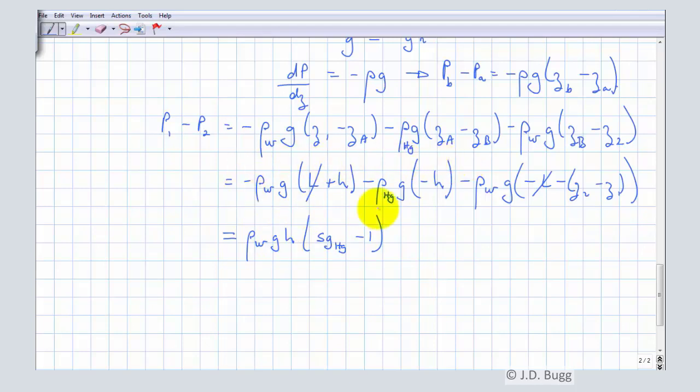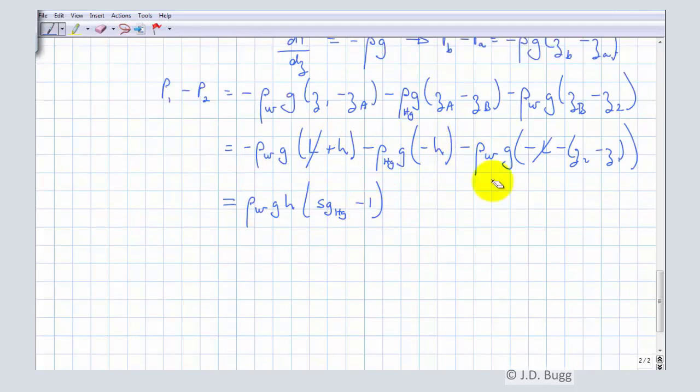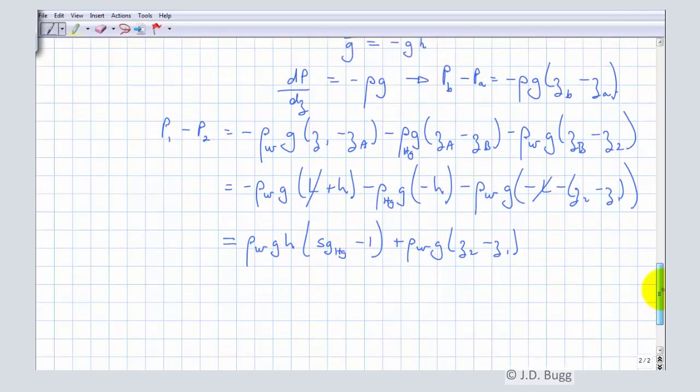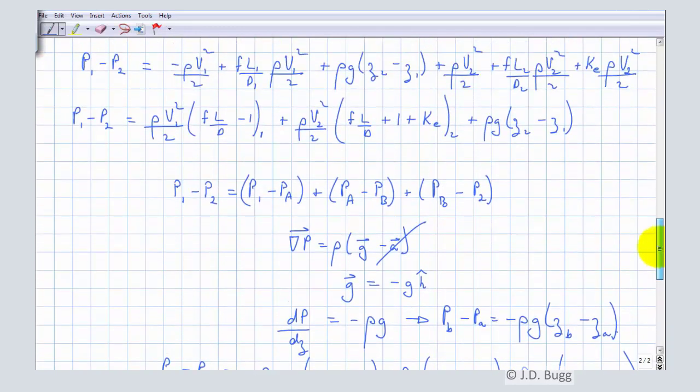So these terms are represented by that. And for this, we just have plus rho water times g (Z2 minus Z1). Notice this negative and that negative become positive. So now we've done the manometer problem and we've got an expression for P1 minus P2. So we can combine these together. Go back to our Bernoulli's equation.